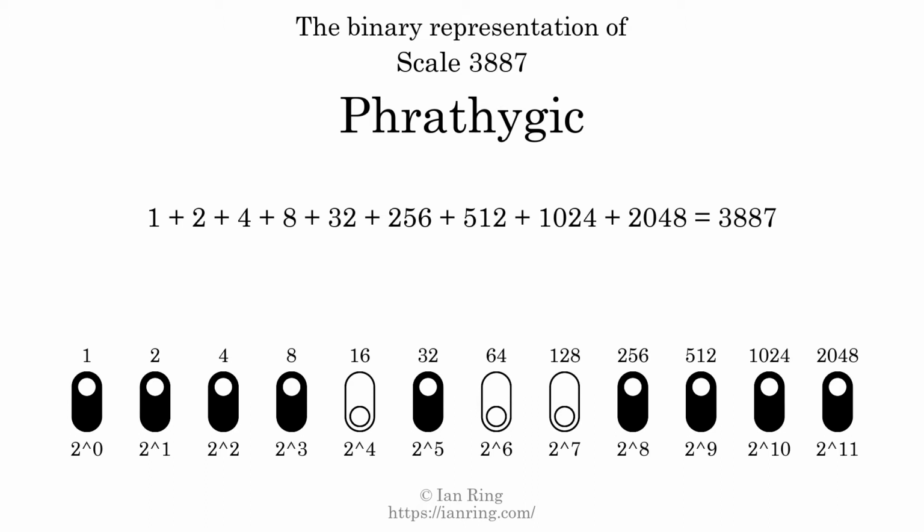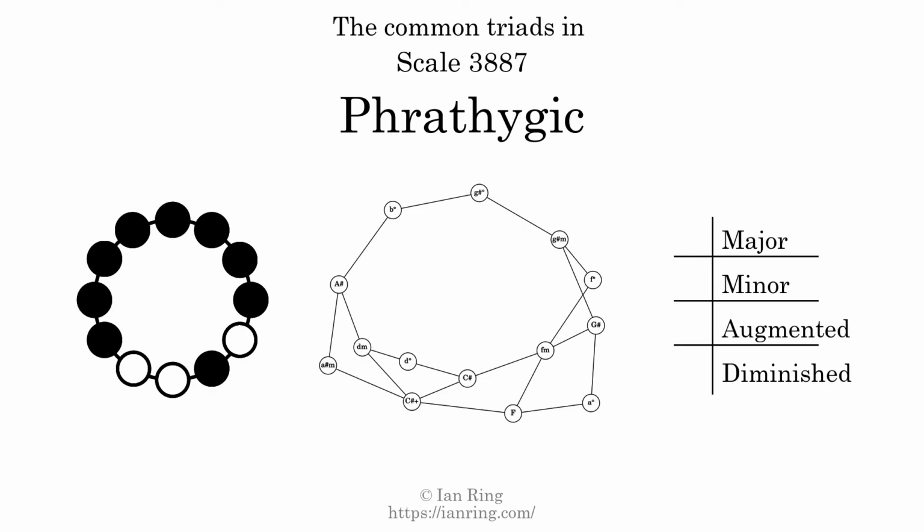3887. The scale number not only enumerates the scale with a unique index, but it also literally describes the tonal content of the scale. Represented as a binary number in base 2, the scale number is 111100101111. Here are the common triads present in this scale.